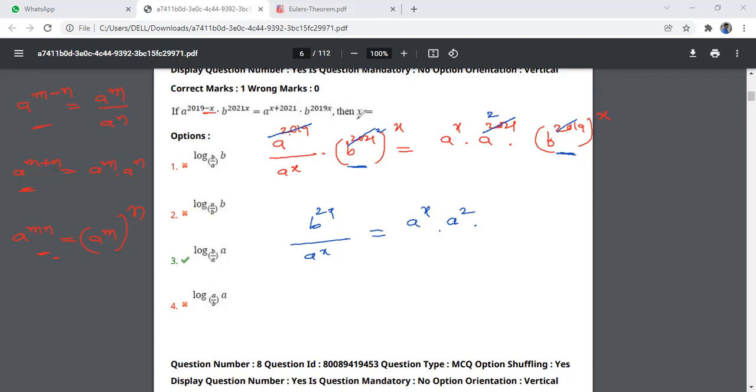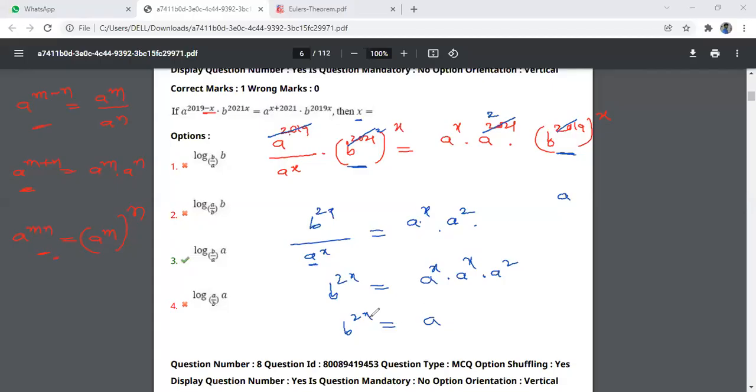Now we want the x value. So I'm sending this a power x to there. So it will become b power 2x is equal to a power x into a power x into a square. So b power 2x is equal to, all bases we can add, a power x plus x. I'm writing this separately because we want only the x value.